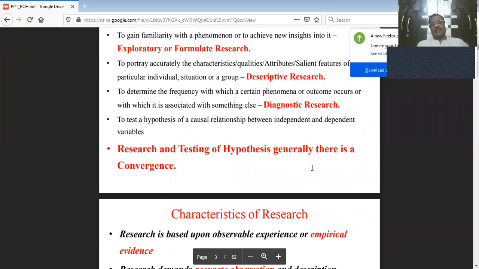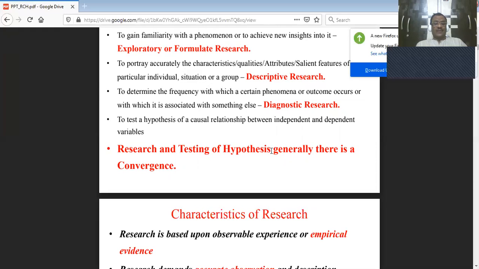We say research and hypothesis are converging in nature, because in order to have the generalization of research, there should be the hypothesis. The hypotheses should be in line with your objectives. The objectives should be in line with your research proposal. The research proposal should be in line with the title of the research. All these should have proper alignment. There should not be any hanging of such things separately.